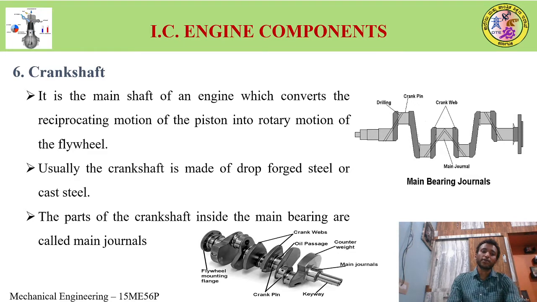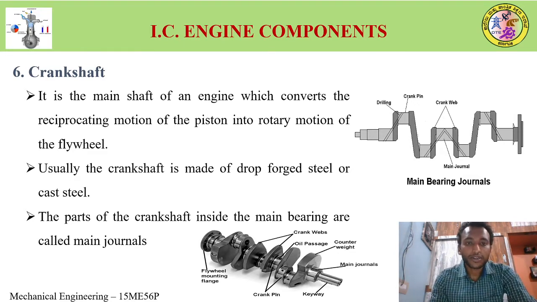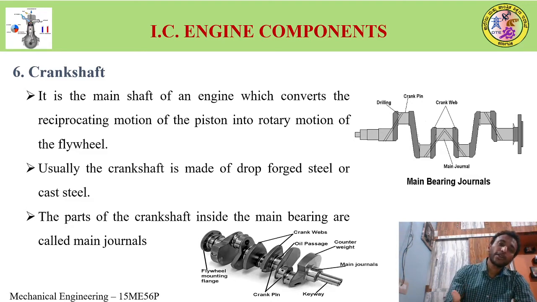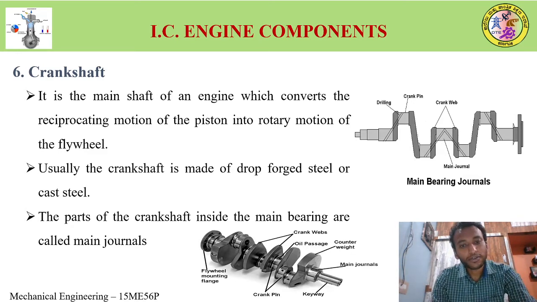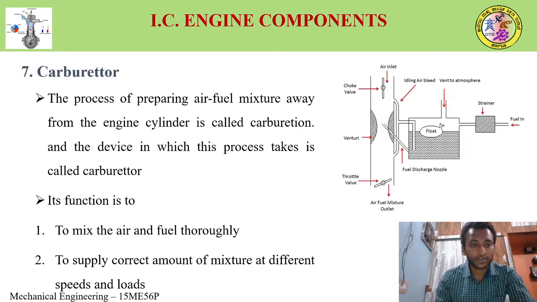Next we come to this crankshaft. It is the main shaft of an engine which converts the reciprocating motion of the piston, that is to and fro motion of the piston, into rotary motion of the flywheel. So one type of motion is getting converted into another type, that is reciprocating motion is getting converted into rotary motion. Usually the crankshaft is made up of drop forged steel or a cast steel. The parts of the crankshaft inside the main bearings we call main journals.